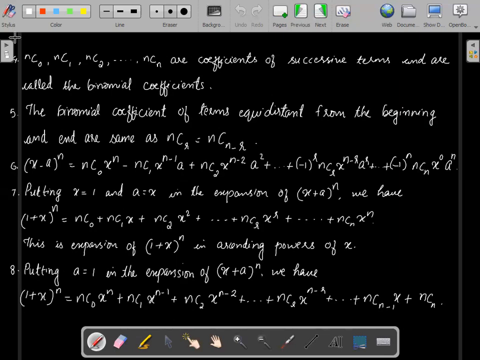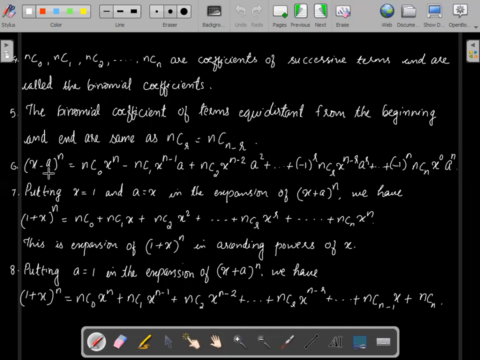Next property, nC0, nC1, nC2, etc., nCn are coefficients of successive terms and are called the binomial coefficients. The binomial coefficients of terms equidistant from the beginning and end are same. That is, nCr is same as nC(n minus r).